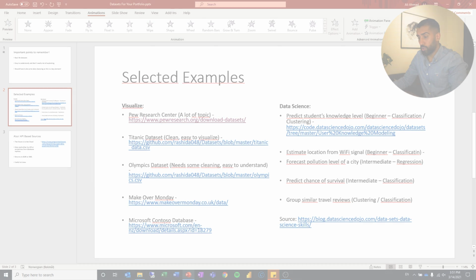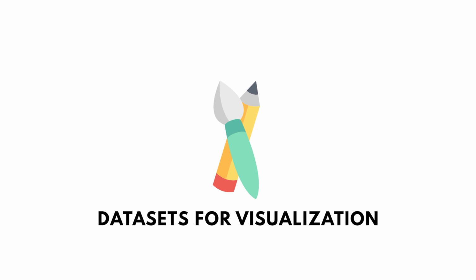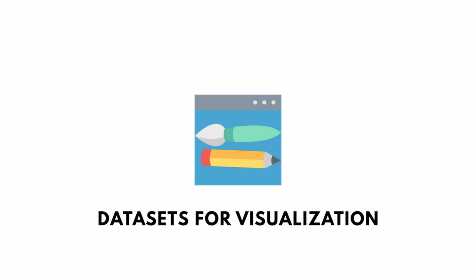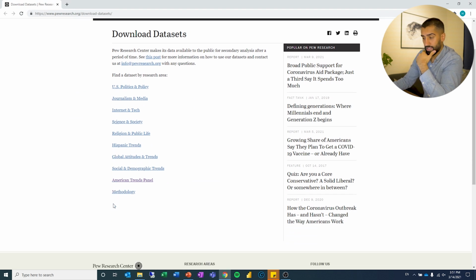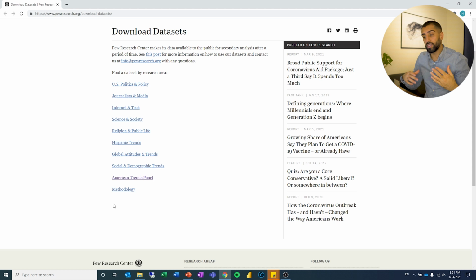So the first one is from the Pew Research Center. On this page, you can find a lot of different topics. They gather data based on a lot of different areas, and in there you can find a lot of different data sets. So it's a little bit up to you. This is one of those where you can find a data set and showcase some sort of real life scenario. It doesn't link directly to a data set, but there are a lot of different categories. And I will put the links to these different sources in the description.